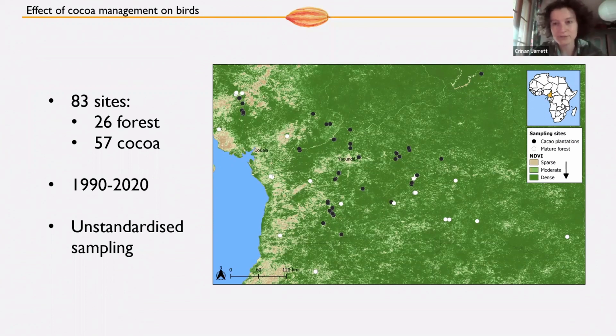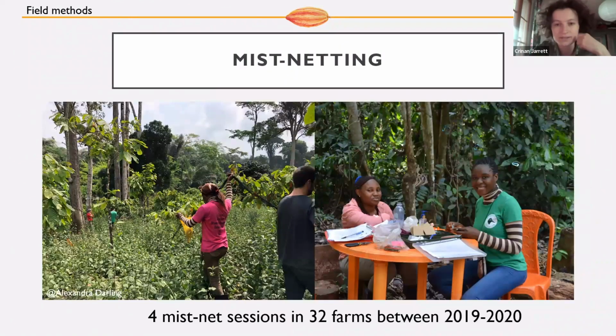To this data set, I also added my own data collected during my PhD. So during my PhD, we sampled birds using mist nets in 32 cocoa farms in 2019-2020. We did 4 mist net sessions, and this is Melanie and Fanny who helped me in the field.